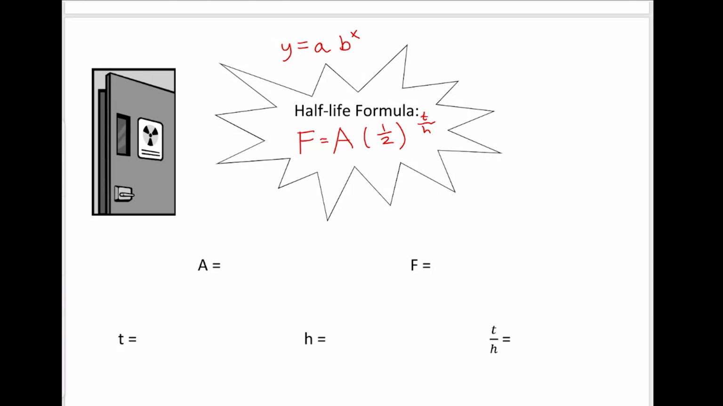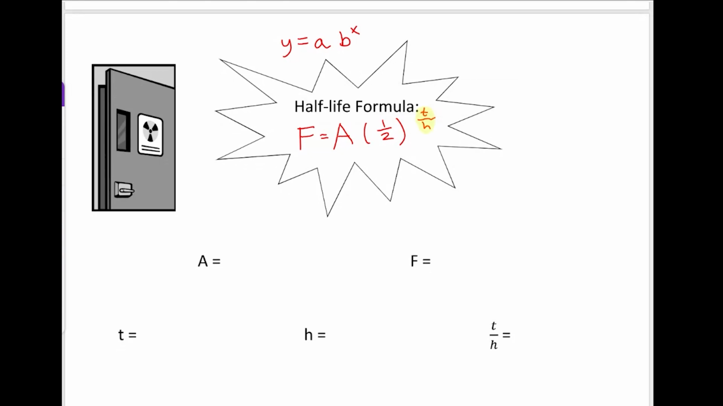That's because something different about these kinds of problems is that the x in the exponent is not going to stand for how much time has elapsed, but rather stands for how many half-lives have occurred. Okay, let me be pretty clear about this. This little fraction is the exponent on the 1/2.